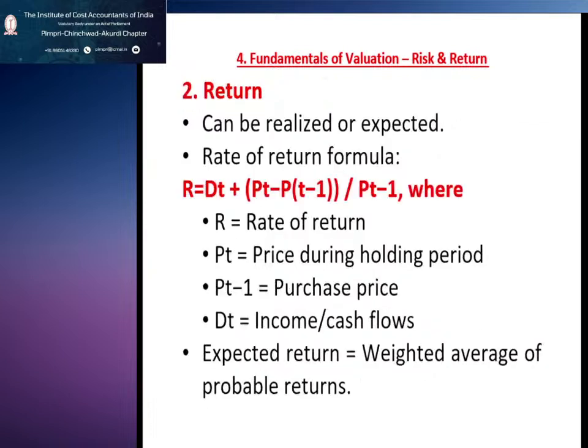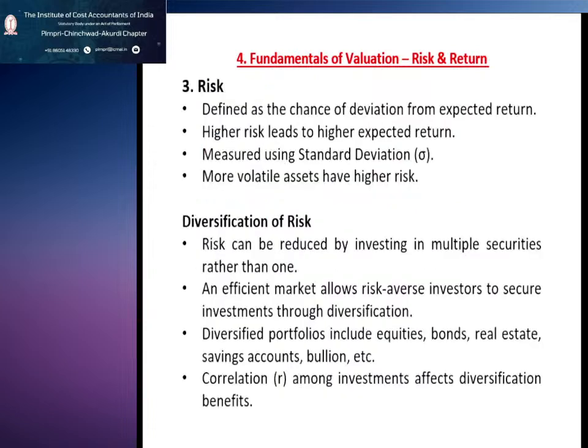Then we saw how return can be realized or expected, the rate of return formula and the expected return formula. Then we saw the risks, so risk is defined as the chance of deviation from expected return. Higher risk leads to higher expected return, measured using standard deviation, and more volatile assets have higher risk. Diversification of risk was the concept that we touched upon thereafter. Risk can be reduced by investing in multiple securities rather than one. An efficient market allows risk-averse investors to secure investments through diversification.